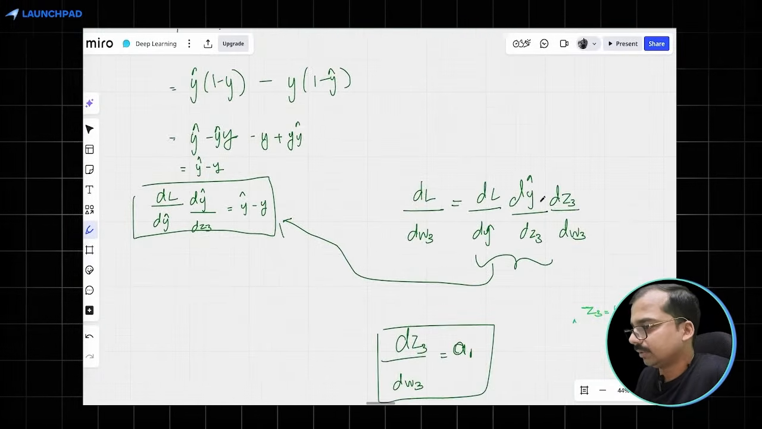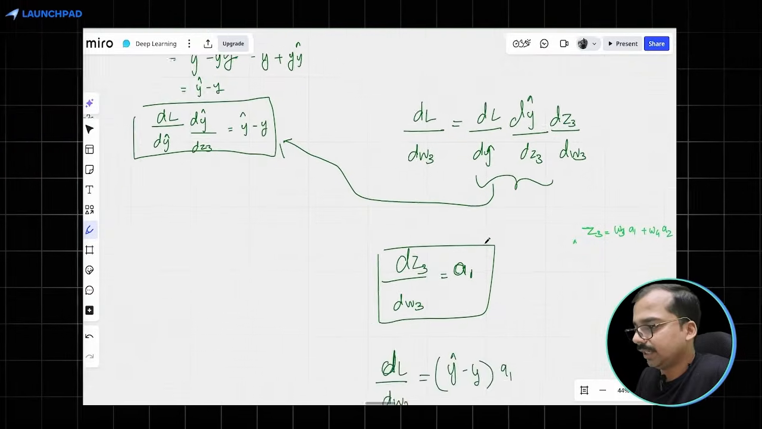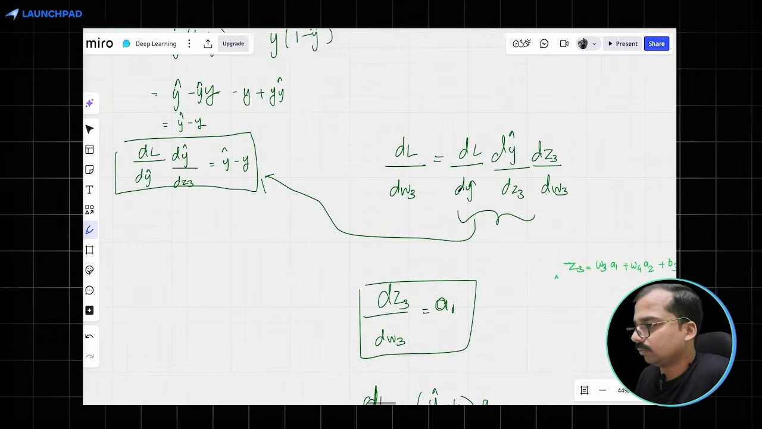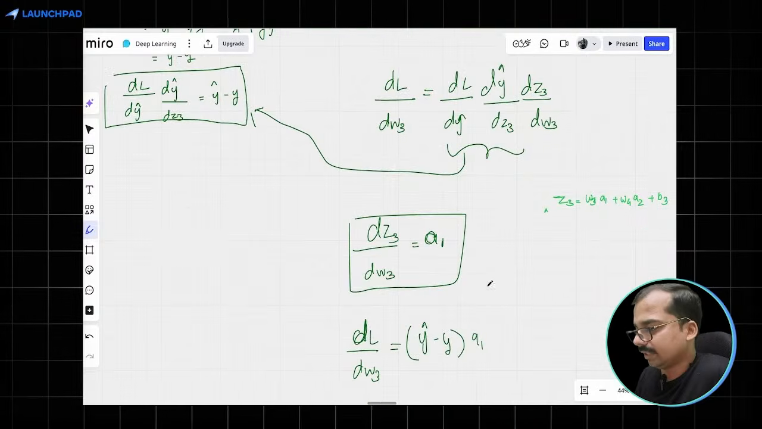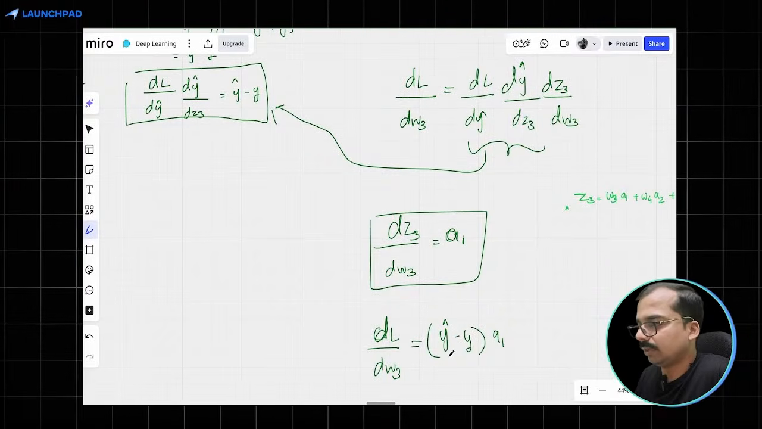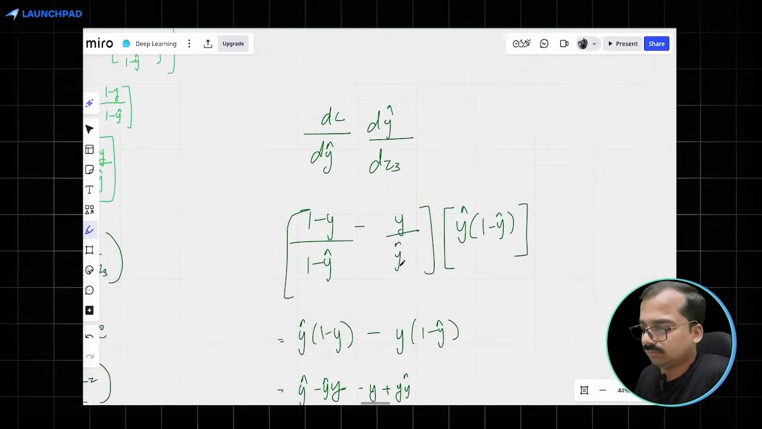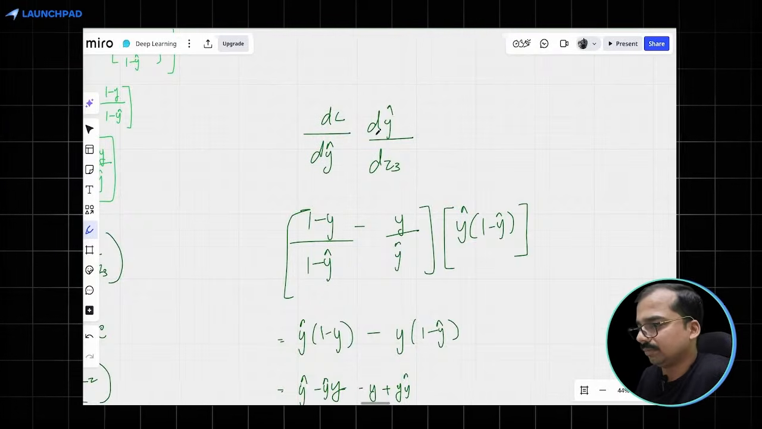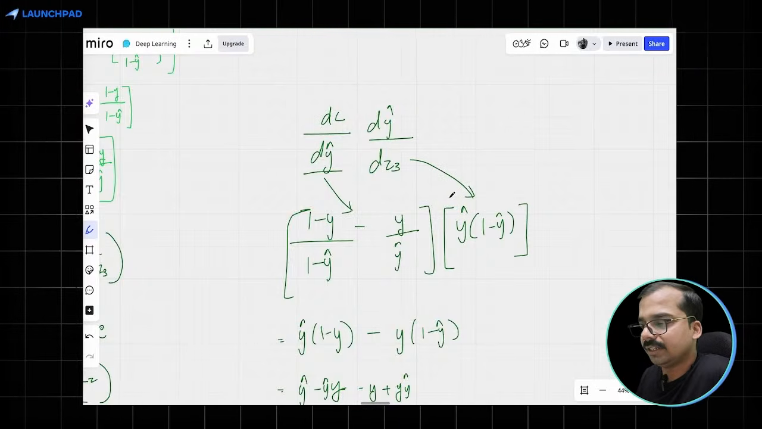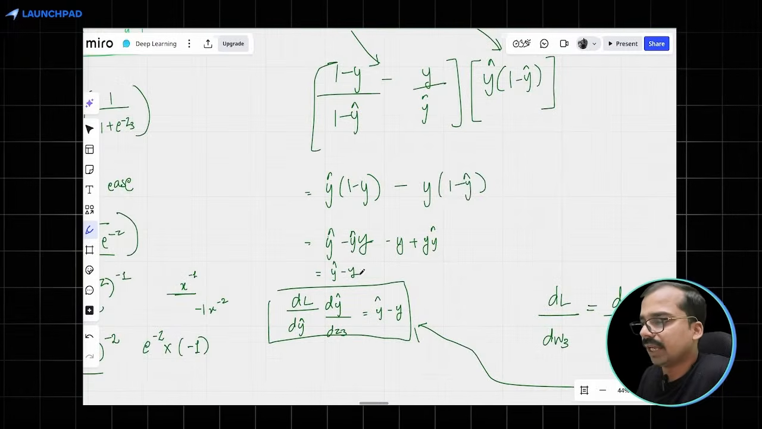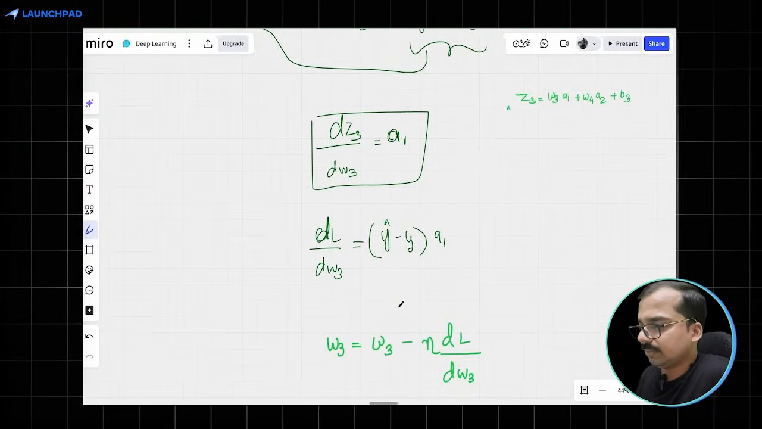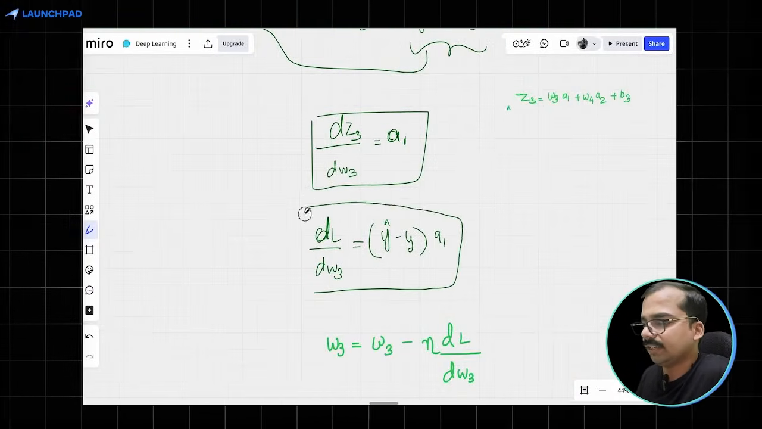Right? So we will just multiply all of them, and we will get this value, y hat minus y times a1. dz3 by dw3 is a1, right? Now how does the product of these two come out to be y hat minus y? We have those two derivatives, we can just multiply them. This was dl by dy hat, and this is dy hat by dz3 that we calculated right now. If you multiply these two, you will get y hat minus y. And so we will be getting the final value dl by dw3.